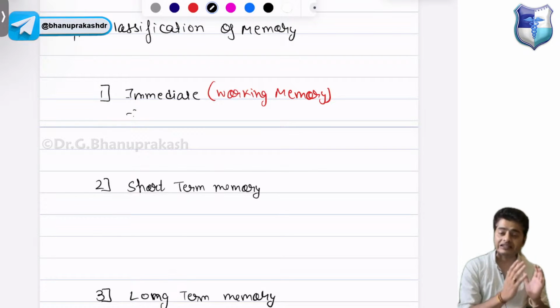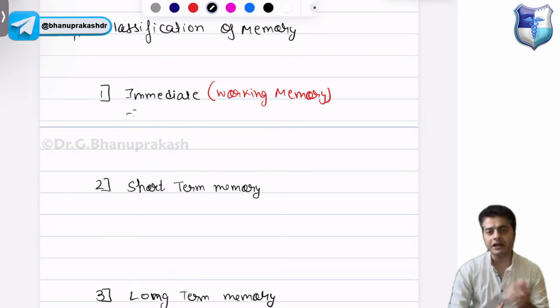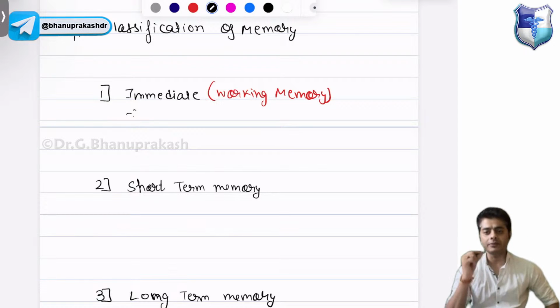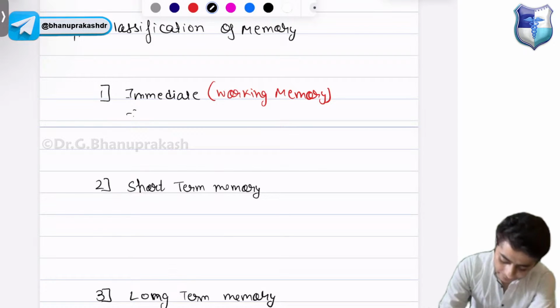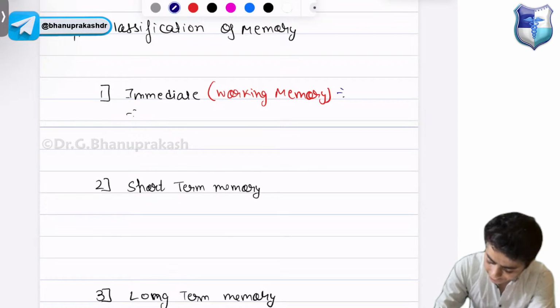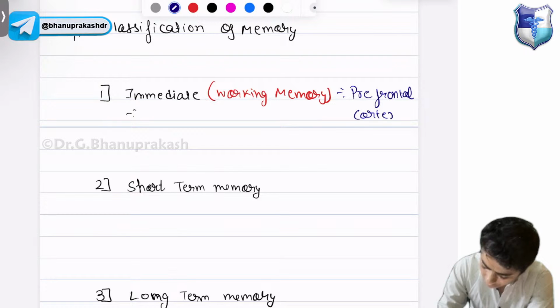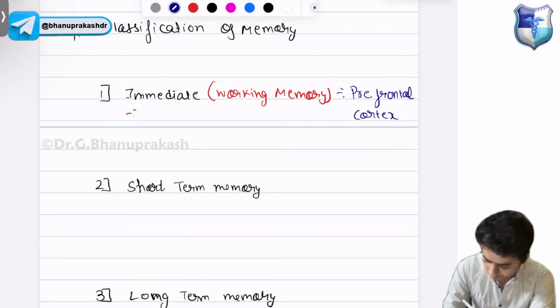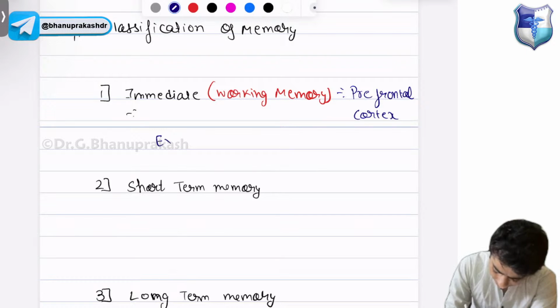So a memory which stays in our mind for generally around 5 to 10 minutes, and after that is deleted from our system, is generally known as immediate or working memory. And where is it stored? It is stored in the prefrontal cortex. For example, any mobile number.